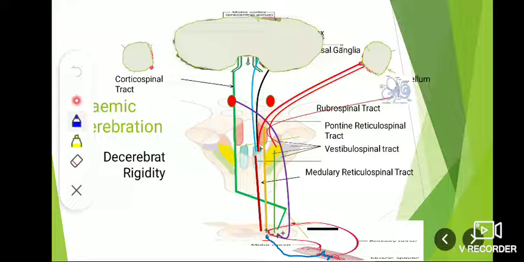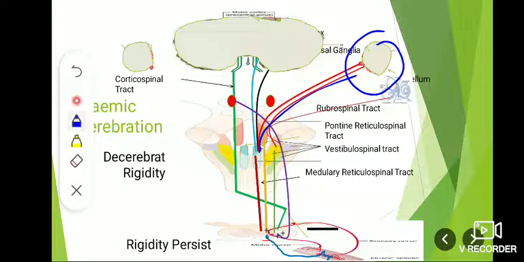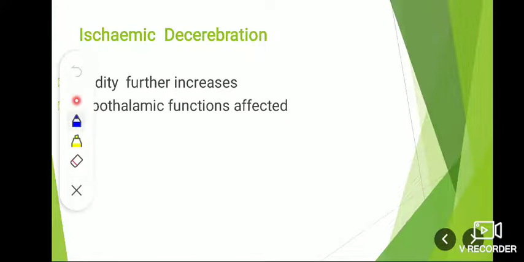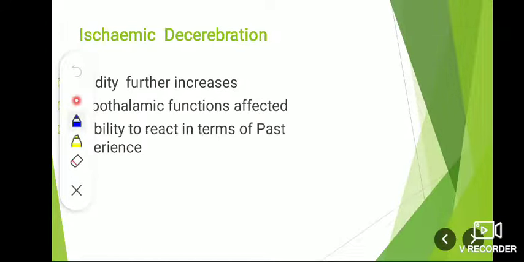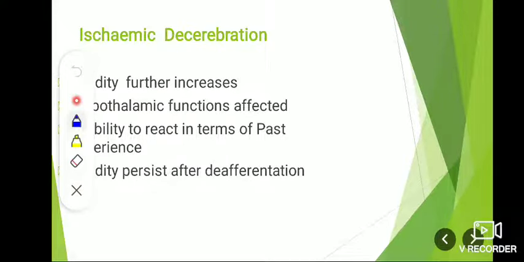Now in this, if we cut the afferent nerve, rigidity persists. Here it proves that the cerebellum, which is influencing this descending tract, is ending on the alpha motor neuron directly. That's why rigidity persists even after the afferent nerves are cut off. So in ischemic decerebration, rigidity is further increased, hypothalamic function is affected, there is inability to react in terms of past experiences, and rigidity persists after deafferentation.